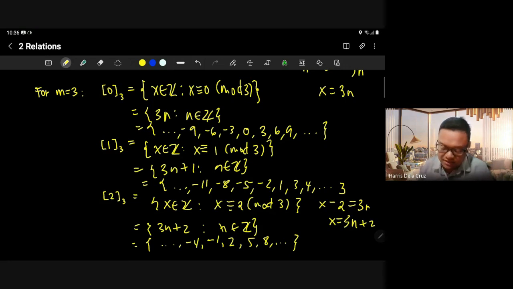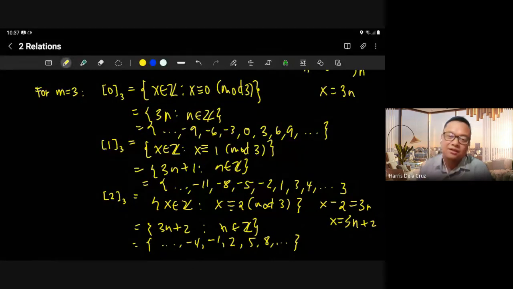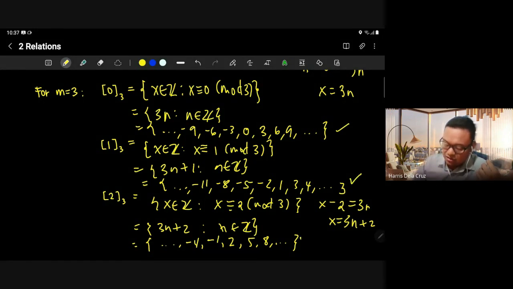So, all of these elements are mutually disjoint. Lahat ng element ng partition na to, mutually disjoint. Rather, collection pa lang pala. Hindi ko pa sinasabing partition. Collection. Now, if you get the union of these three, kung mapapansin nyo, ang magiging union, lahat ng integers. Di ba? Kasi ito lahat ng integers eh. Ito lahat ng remainder 0, ito lahat ng remainder 1, ito lahat ng remainder 2. And there's no other integer beside these three.